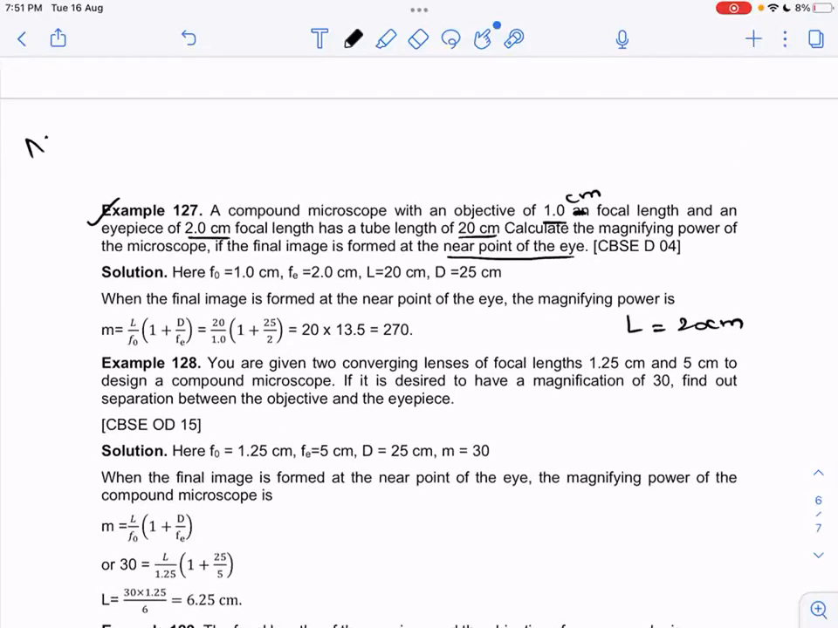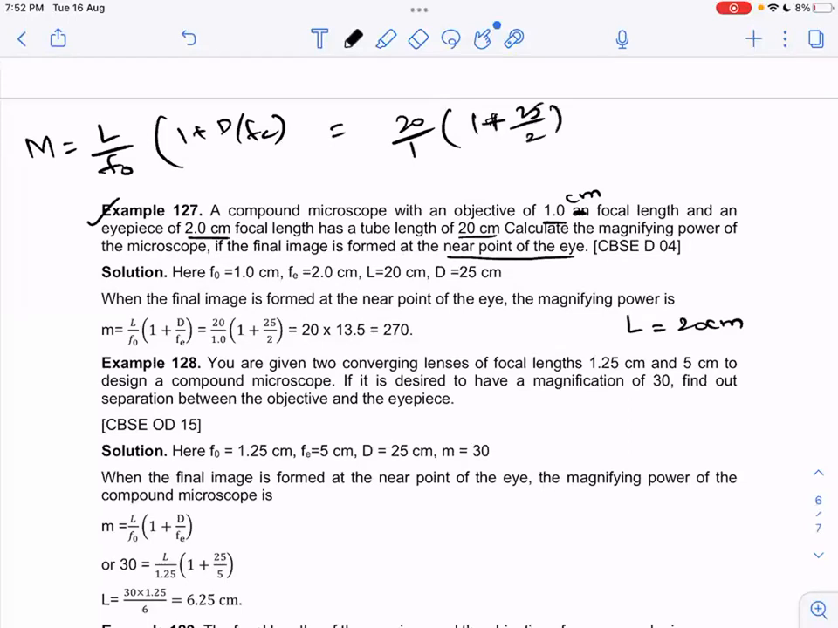So what is the formula for magnifying power? Magnifying power will be L divided by F naught into 1 plus D by Fe. So L is how much? 20, divided by F naught, which is how much? 1 centimeter. Into 1 plus 25 by 2. So 20 into 1 plus 12.5, so 20 into 13.5, which is going to give you 270. So 270 will be the answer.